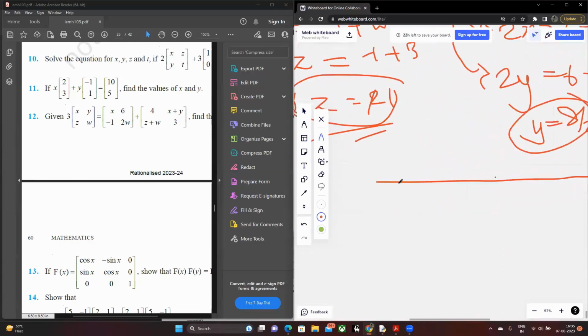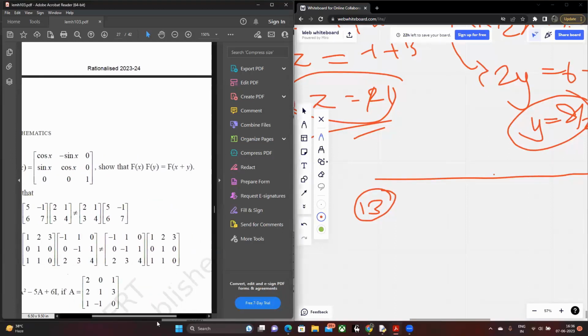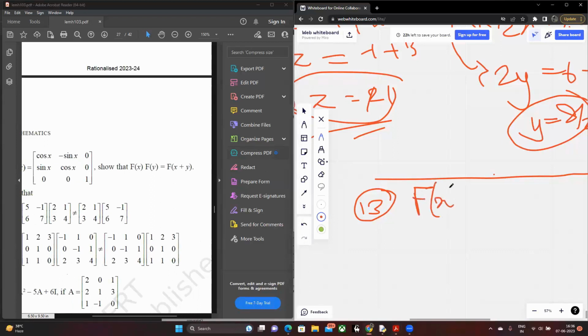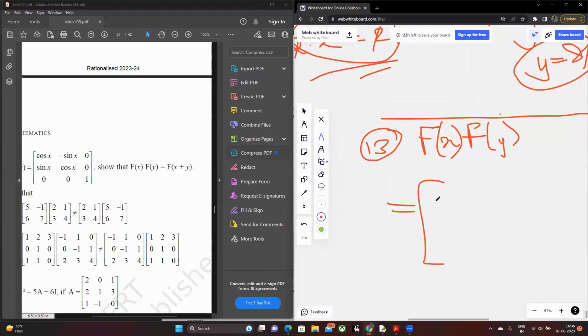Question number 13. If f(x) is this, show that f(x) times f(y) is equal to f(x plus y). So I'll just write the LHS, f(x) times f(y). Right? This is a matrix product, because f(x) is a matrix.